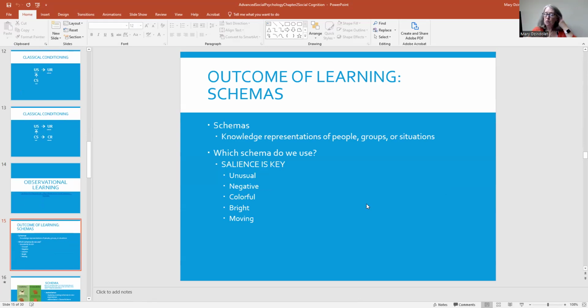So now we've talked about classical conditioning, operant conditioning, and observational learning. And from all of this, people are going to have created representations of people, groups, situations. We have ideas about how the world works, and we call those schemas. So a schema is just knowledge about anything: people, groups, situations, concepts.